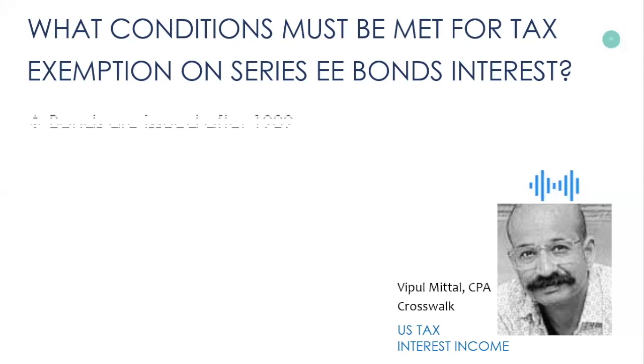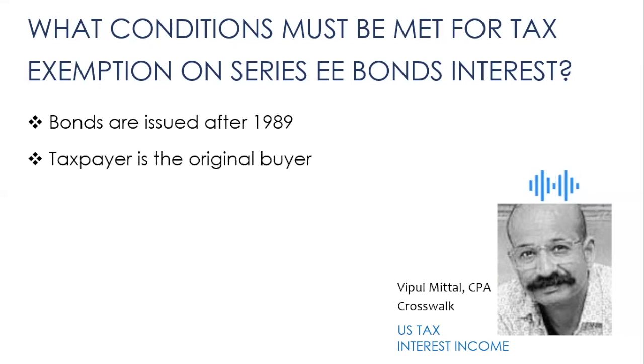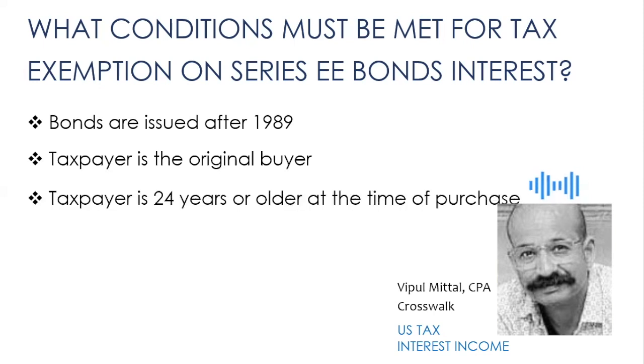Let's see. Bonds are issued after 1989. First condition: the bonds are issued to you after 1989 so that you may be able to claim exemption. These qualified US savings bonds or Series EE bonds are issued to you after 1989. Next condition: you are the original buyer and you have bought this from the US government. And at the time of purchase, you are 24 years or older.